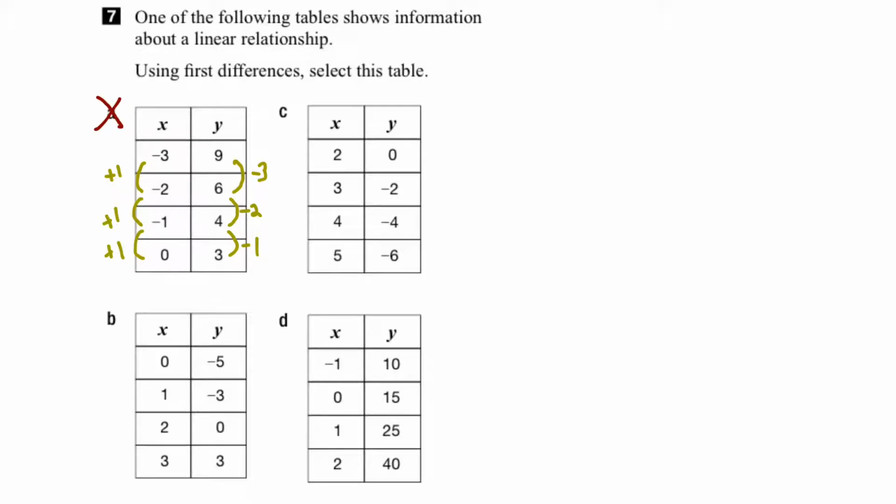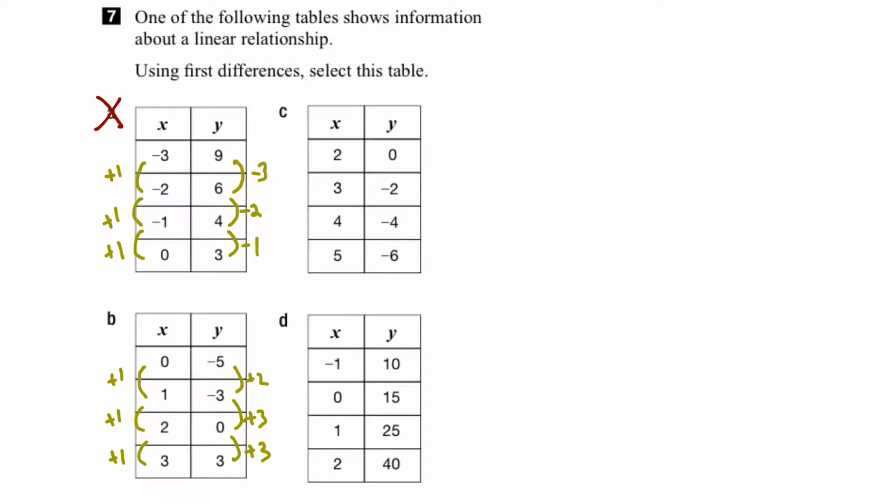So let's repeat the process for the other tables. So we'll go down to option B. So the difference in x values again looks like they're going up by 1 each time. And then let's look at the differences in y. So to get from -5 to -3, we add 2. To get from -3 to 0, we add 3. And to get from 0 to 3, we add 3.